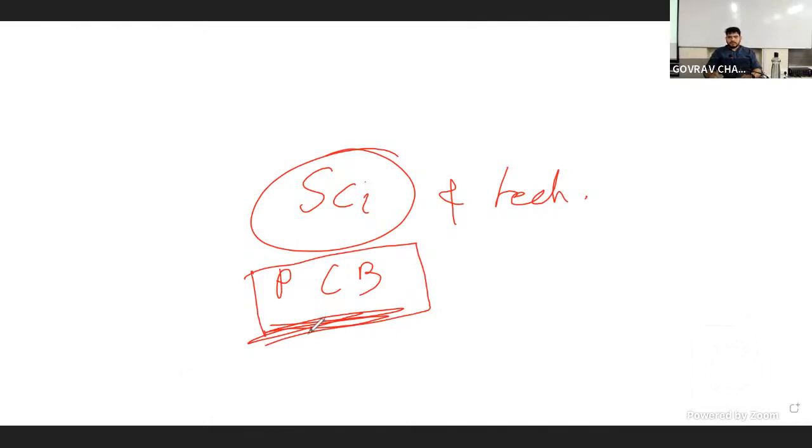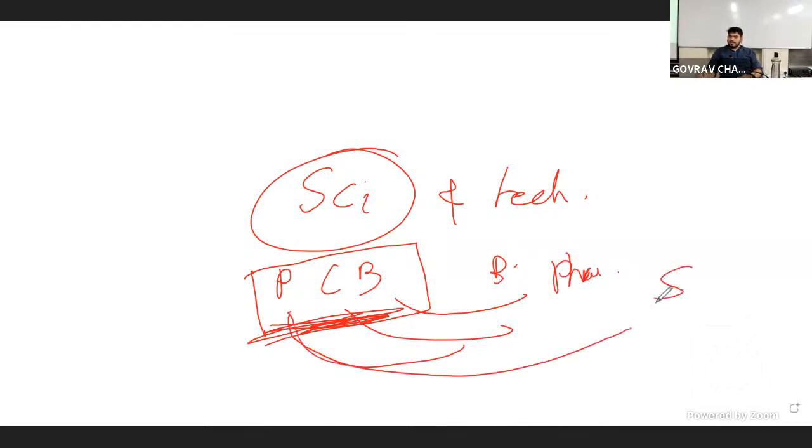Initially you should learn physics, chemistry, and biology, and after that, applications of physics, chemistry, and biology is nothing but technology. I'll tell you what is the application of biology. It is biotech. What is the application of chemistry? It is pharmacy. What is the application of physics? Space, IT. These all are supposed to be the examples of physics. So to clear the basics is very important.